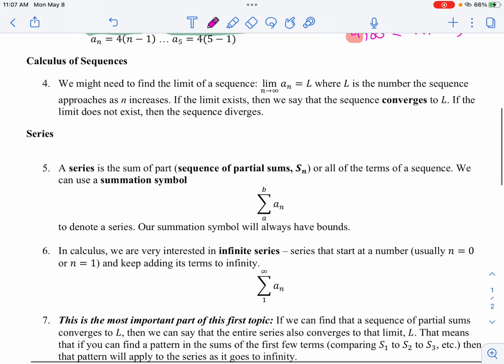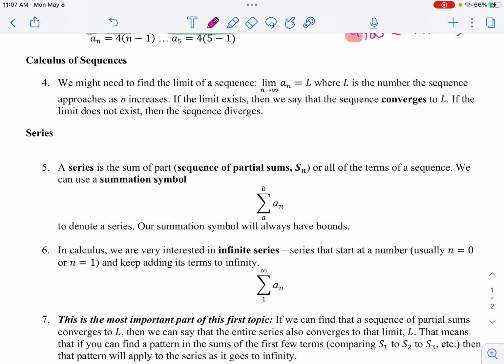Now, whenever it comes to calculus and sequences, there's really not a lot that you need to worry about. We might need to find the limit of a sequence. As we go to infinity, are our sequence numbers approaching something, where L is the number the sequence approaches as n increases? If the limit exists, then we say that the sequence converges to L. Converging to a number means that's the number we're approaching as we go to infinity. If the limit does not exist, then the sequence diverges.